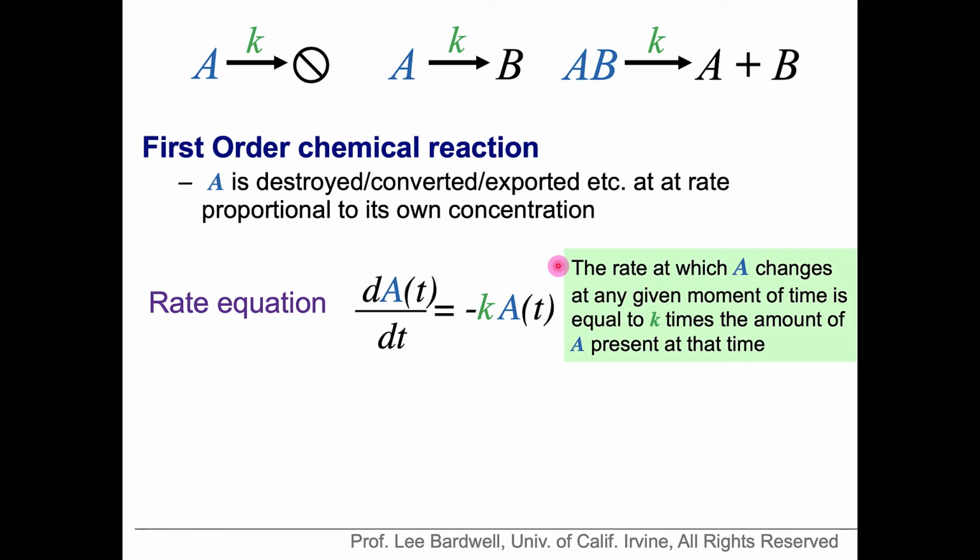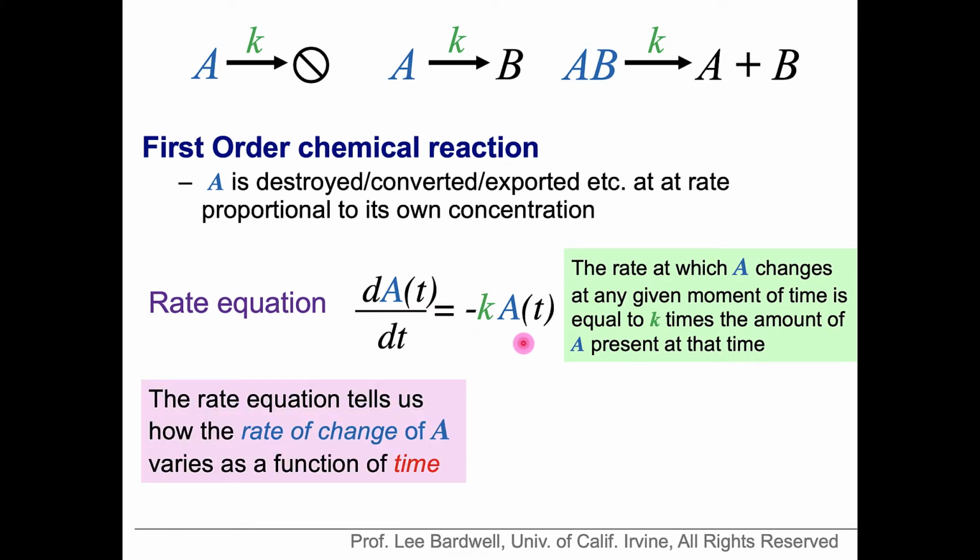So a more accurate way, although a bit more cluttered way to write it, would be as follows. This reminds us that A is actually a function of time. The amount of A is actually a function of time. And it'll be changing as the reaction progresses. So therefore, of course, the rate will be changing.